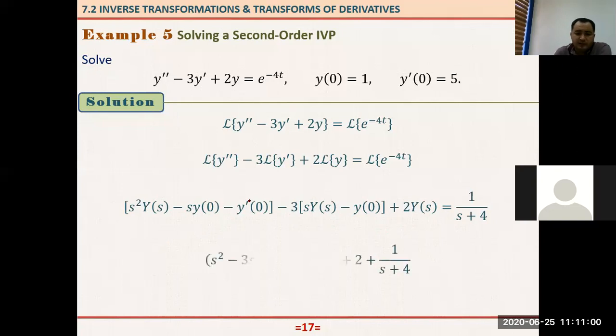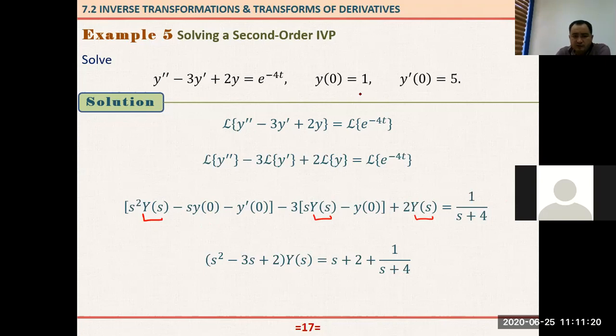What did we get here? Here we have this Y of s, right? Here we have another Y of s. Here I have Y of s. If you just take this out, from here I have s squared, right? From here I have minus 3 times s, and from here we have 2. And the rest take to the right hand side.